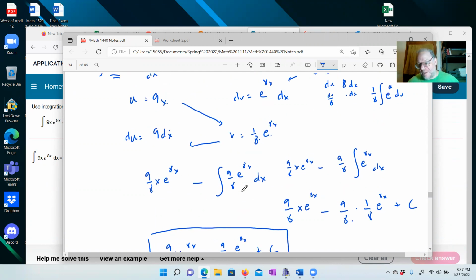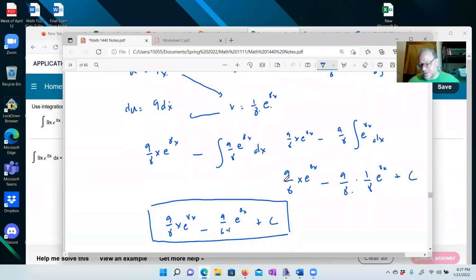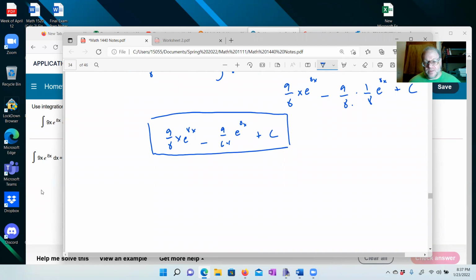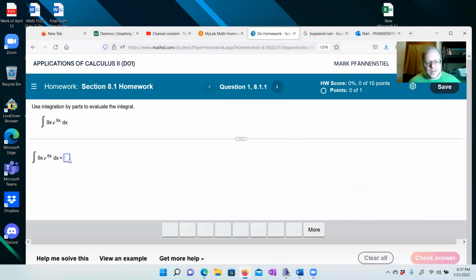I took my time with doing this. You didn't have to do quite so many steps or so many lines as I did. As you do more, you'll get better. But that is how you do integration by parts.